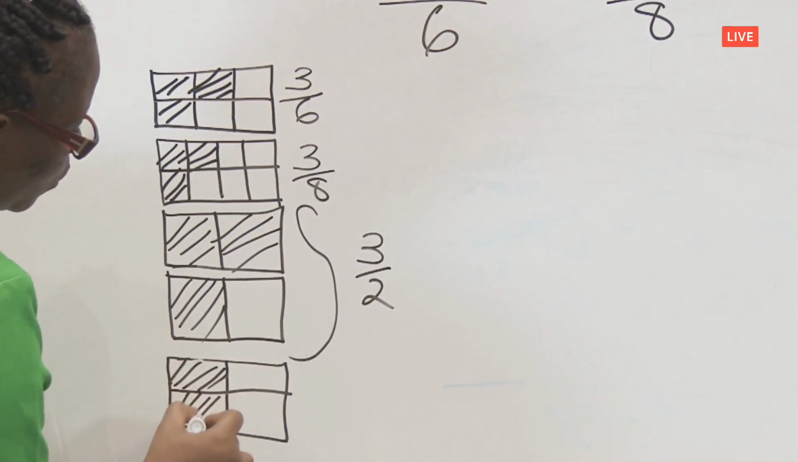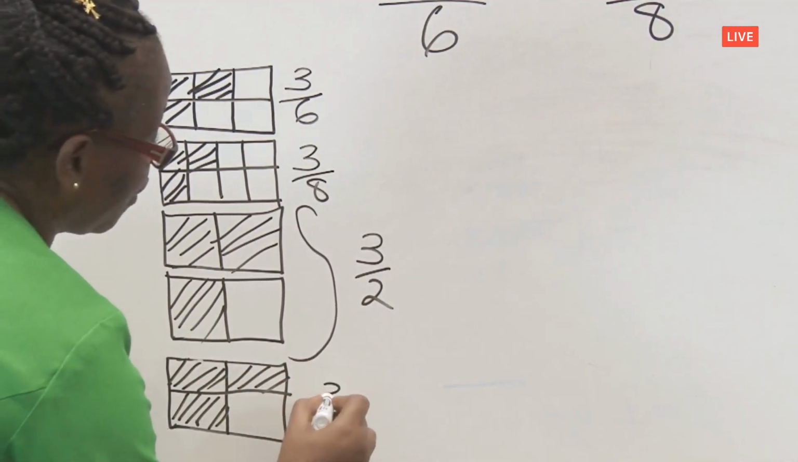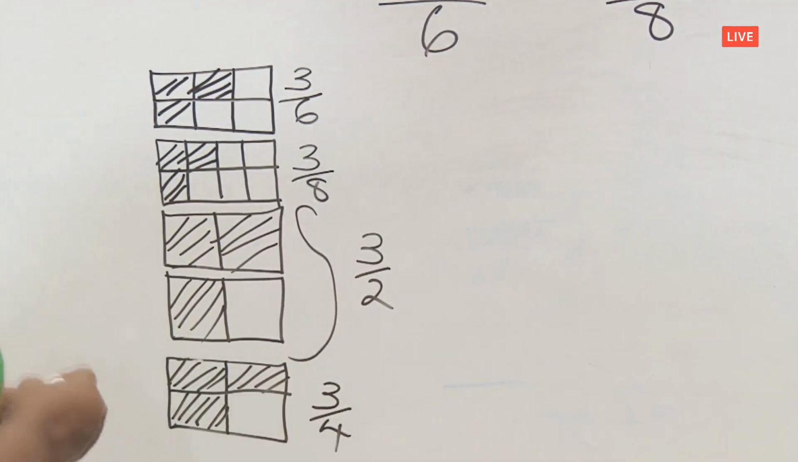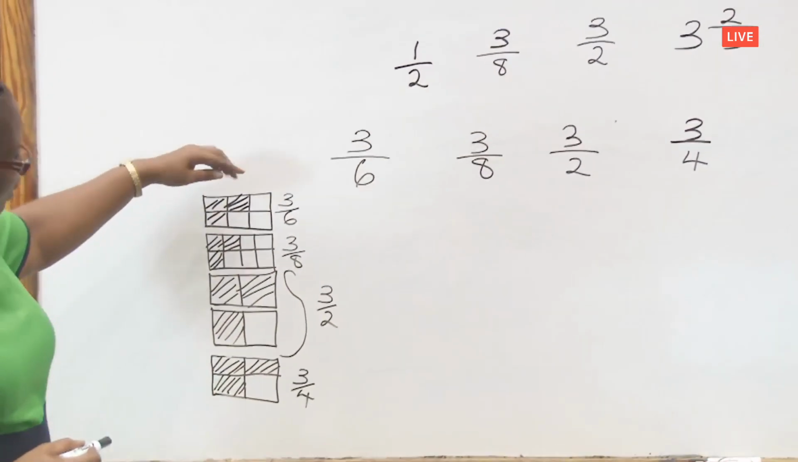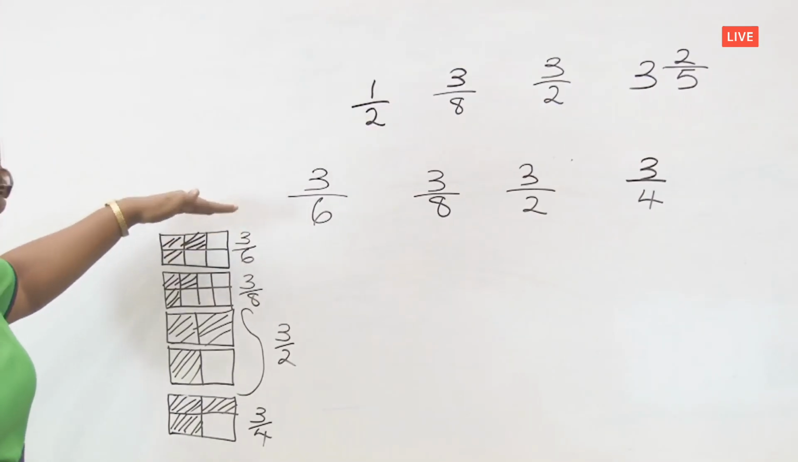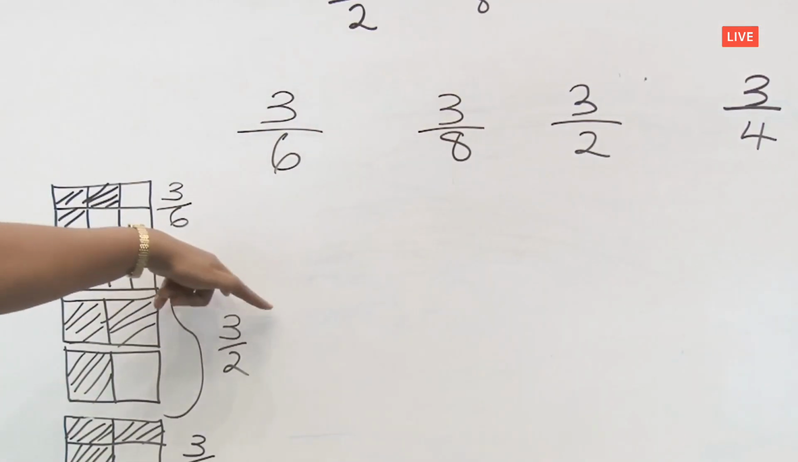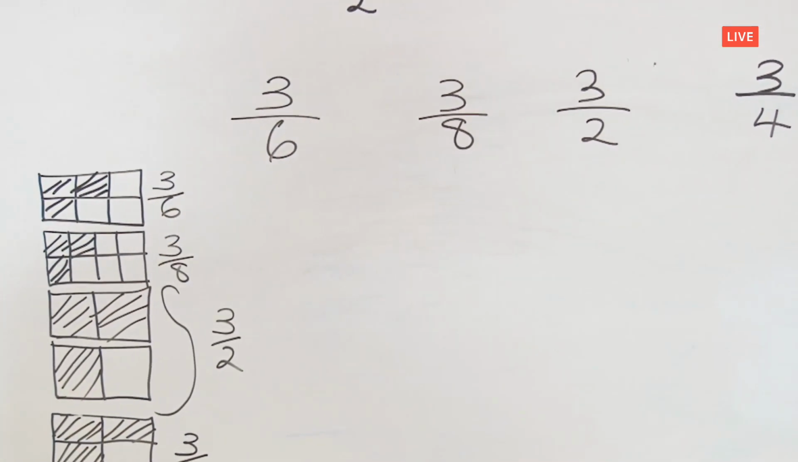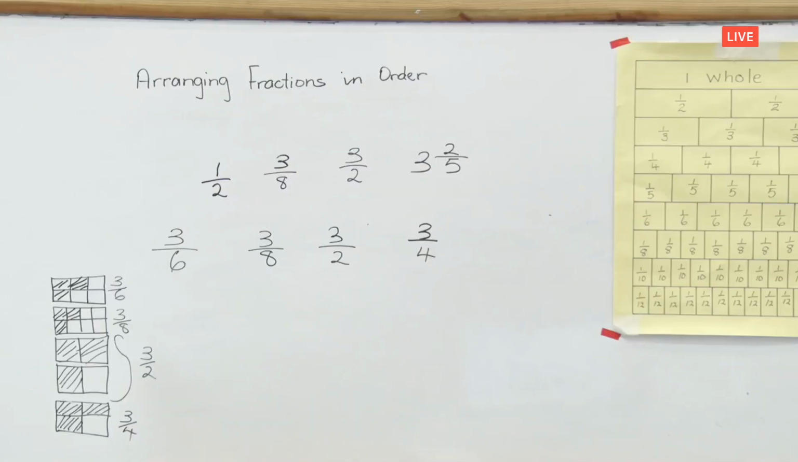And how many pieces do we need? 3. Very good. And this is saying 3/4. So all of our diagrams are here, and we can see the value for each of the diagrams. This is saying 3/6, 3/8, 3/2, 3/4.